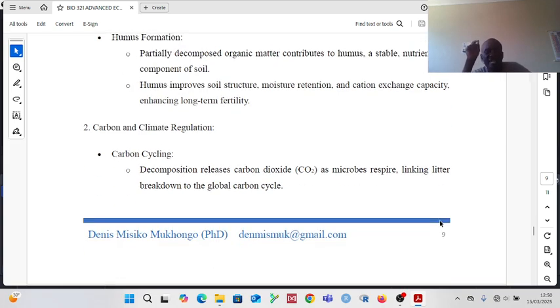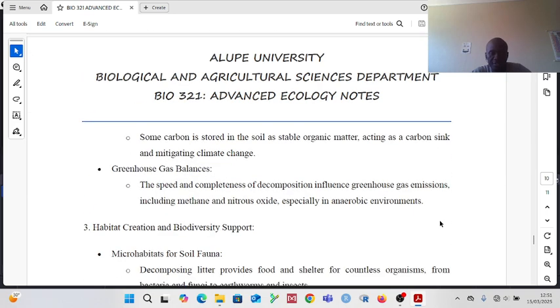The carbon and climate regulation. Through carbon cycling, decomposition releases carbon dioxide. Okay? So this carbon dioxide that is released as a result of decomposition will be released back into the atmosphere. So it will then help the carbon cycle. If we don't release carbon dioxide as a result of decomposition, then we are likely to tilt the presence of carbon in the ecosystem.